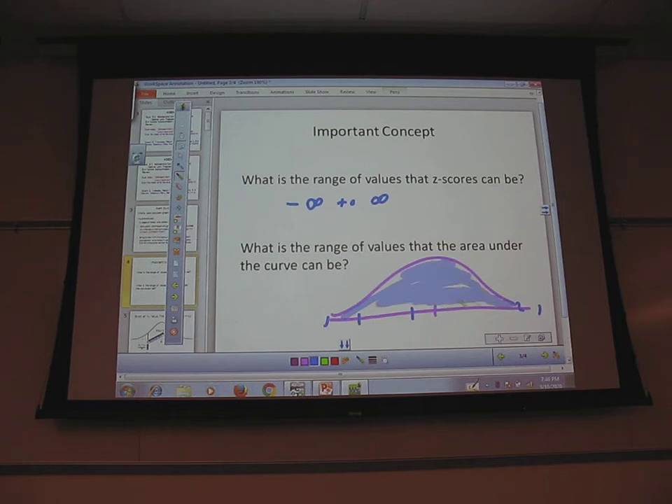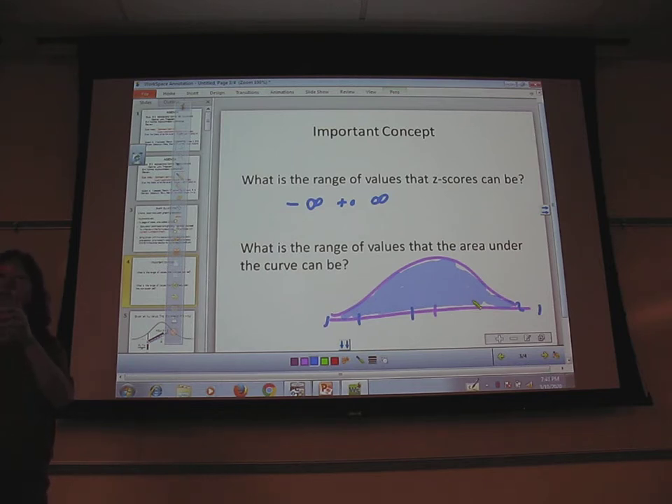And remember, area under the curve is the same as probability and percent. Someone else finish your sentence. Percent of population and relative frequency. Okay, good.